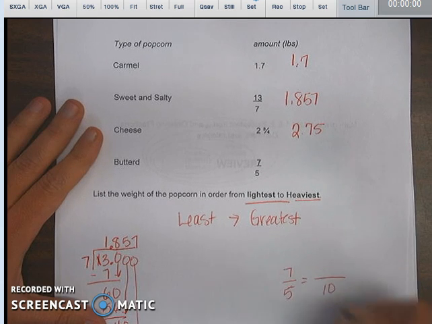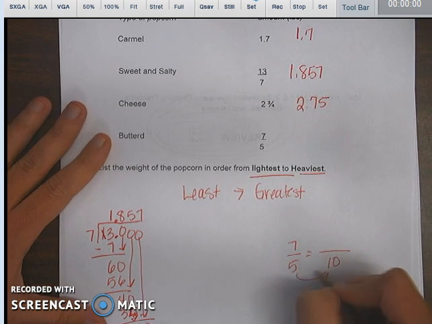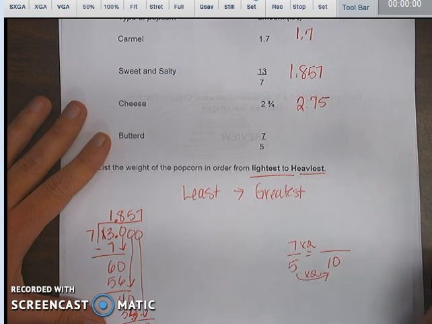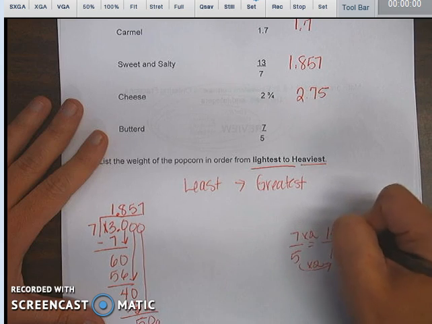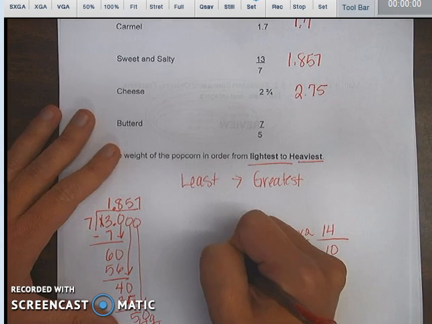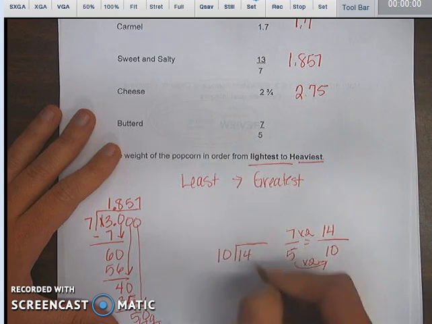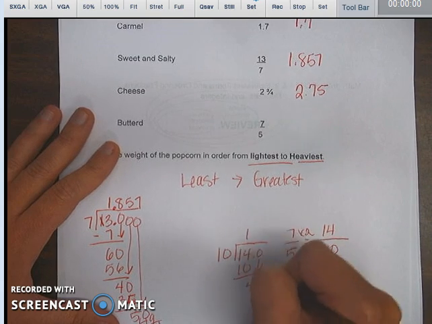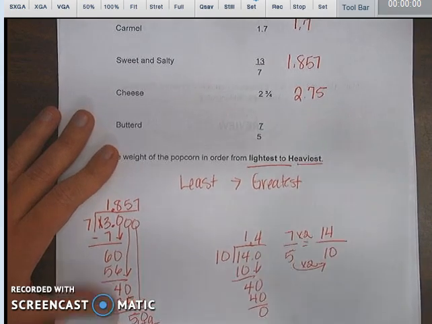Can I get this to a 10? What do I do to 5 to get a 10? Times 2. What do I do to the bottom? I do to the top. What's 7 times 2? 14. Now I have 14/10. 14 divided by 10. How many times will that go in there? Once. 1 and 4/10.